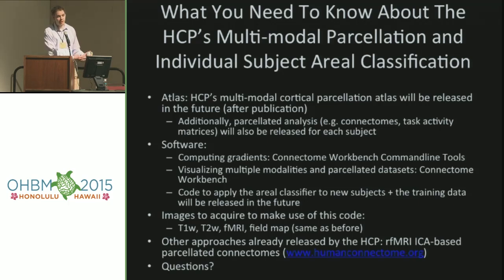When they aren't available on the surface, unfortunately, the precision of the boundaries that you can see in the volume relative to the surface is not very good. So there you're a little bit more limited in what you can do. But for those areas that have been mapped onto the surface, the agreement is actually quite good with the cytoarchitecture.